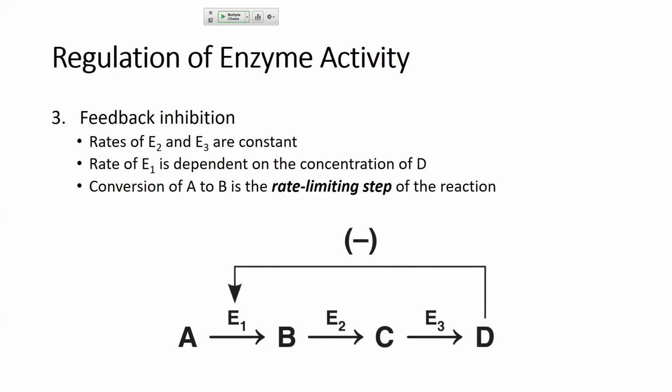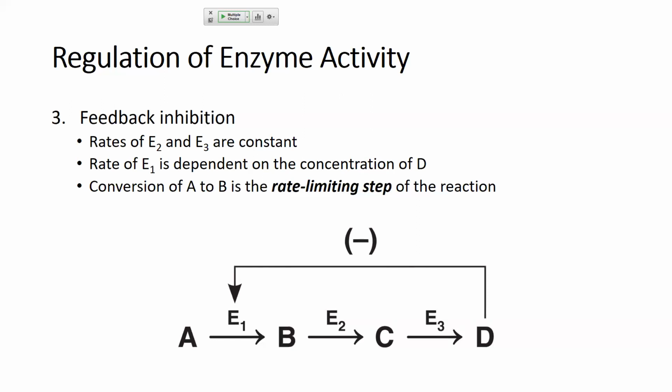After the first reaction, the rates between B to C and C to D are going to be the same no matter what, until we figure out the concentration of B. That's what will control the first reaction. Perfect, thank you. So the rate of B to C is constant. It's not until we get to D that we're going to determine whether or not we want to turn E1 on or off. Right? Does everyone get that?